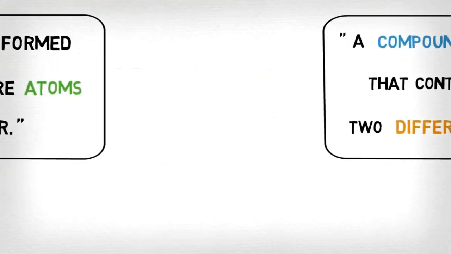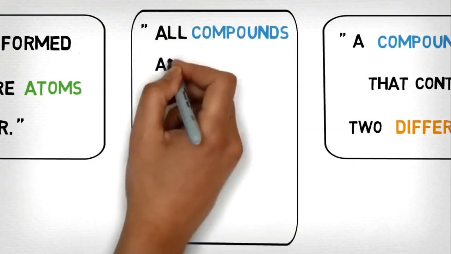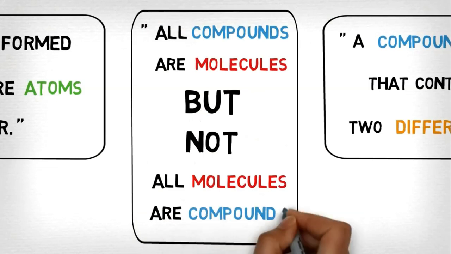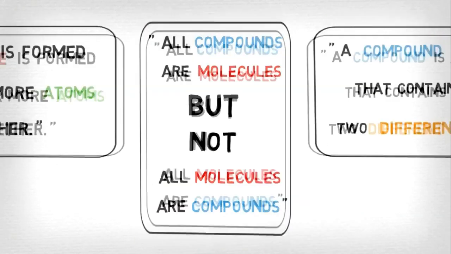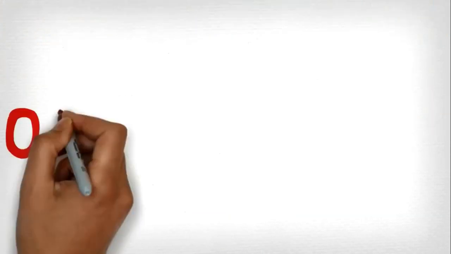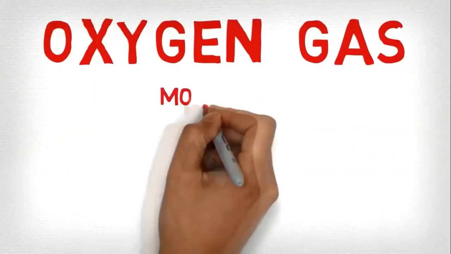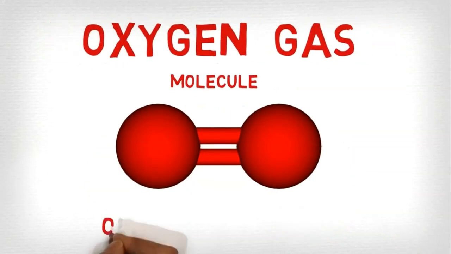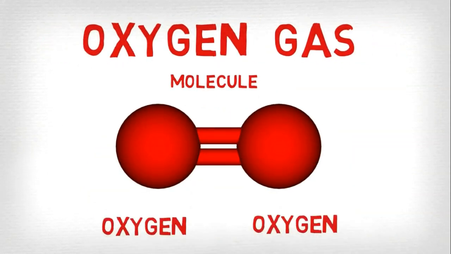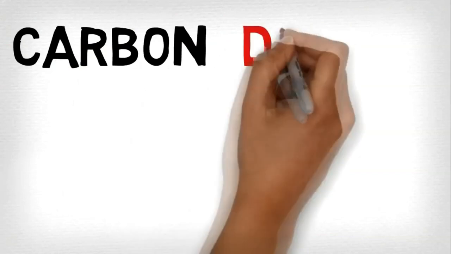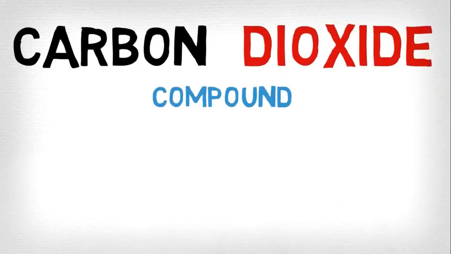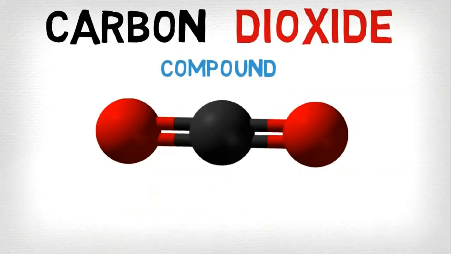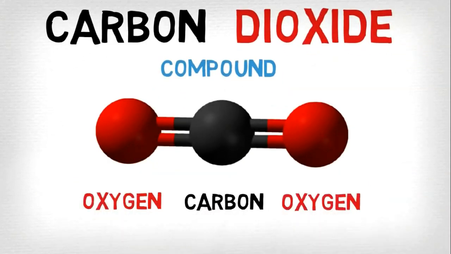Therefore, you can say that all compounds are molecules, but not all molecules are compounds. For example, oxygen gas is not a compound because it only consists of one type of element. But carbon dioxide is a compound because it consists of atoms of different elements joined together, carbon and oxygen.